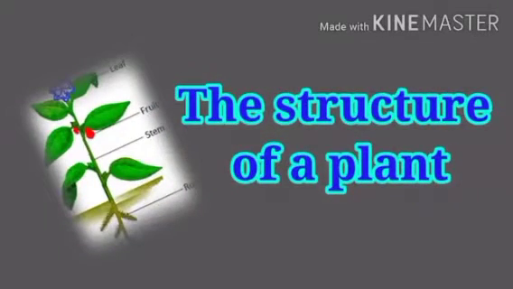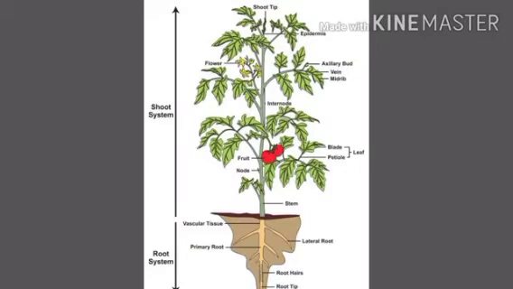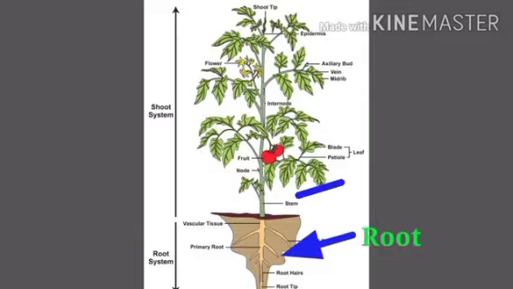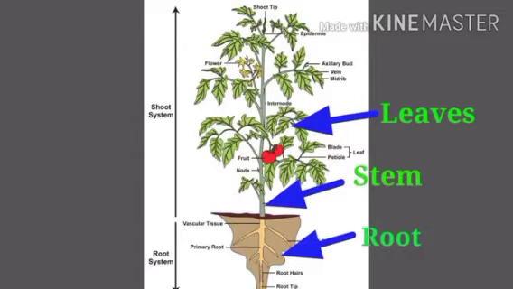The structure of a plant. Plant structure can generally be divided into two parts: the stem, which grows above the ground, and the root, which grows below the ground surface. The root, stem, and leaves are the main parts of plants.